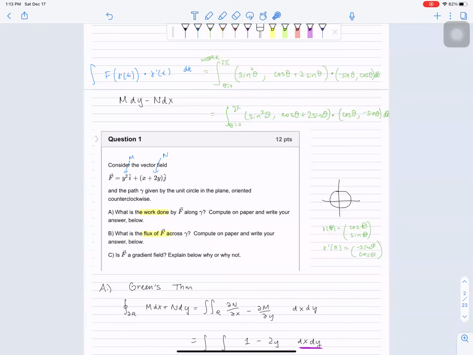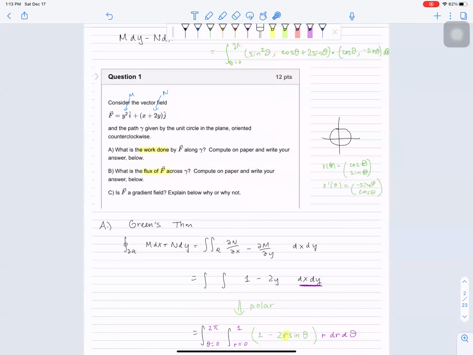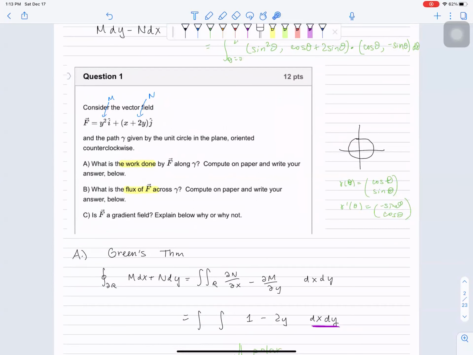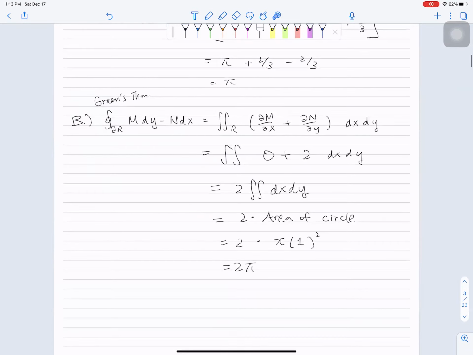Okay, so let me. Okay, any other questions on parts A and B so far? Okay, yep. So this is part B.